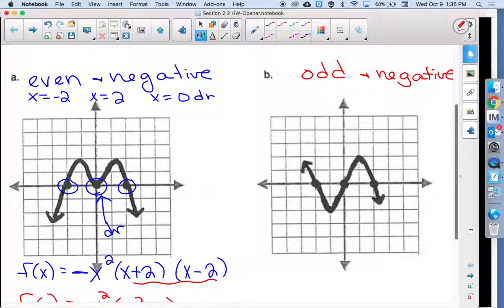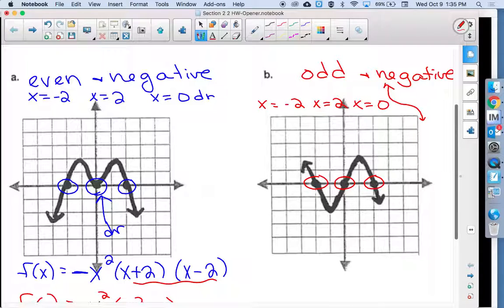So this is a negative graph. It starts on the left and moves downward. A positive graph starts on the left and moves upward. So negative graph, it's starting on the left and moving down. It's decreasing, descending the whole time. So it's odd and negative. Just using the x-intercepts, we have 1, 2, 3 x-intercepts. They're actually the same x-intercepts: -2, +2, and 0.